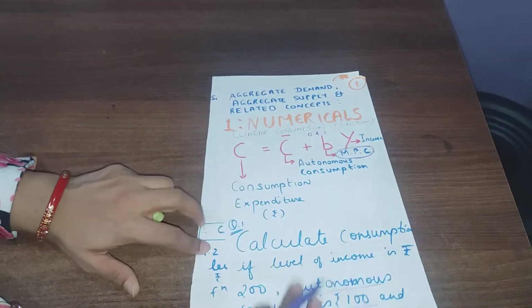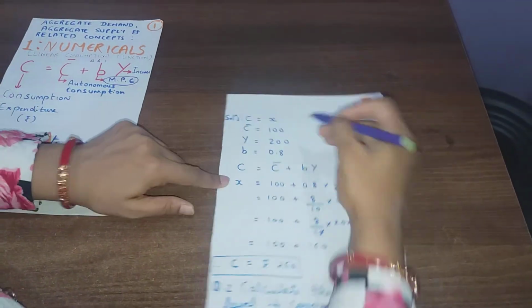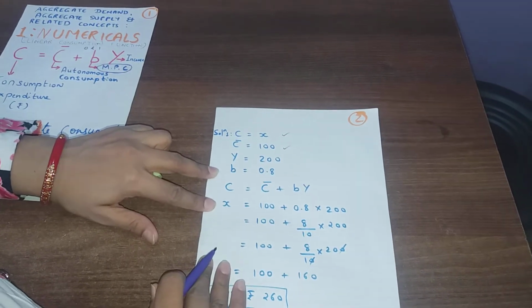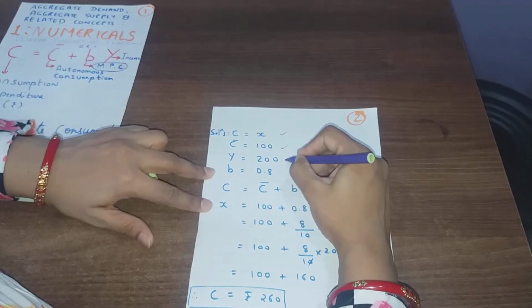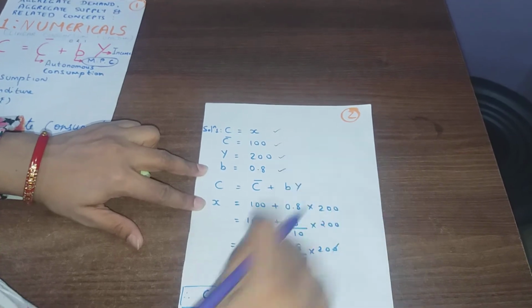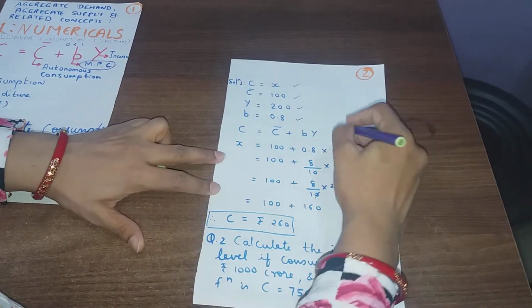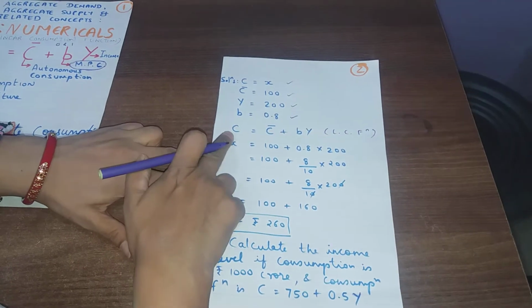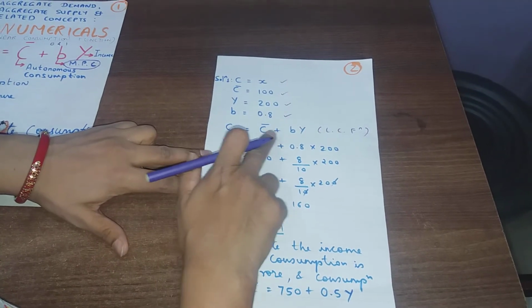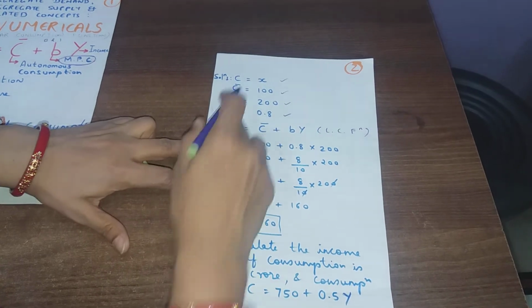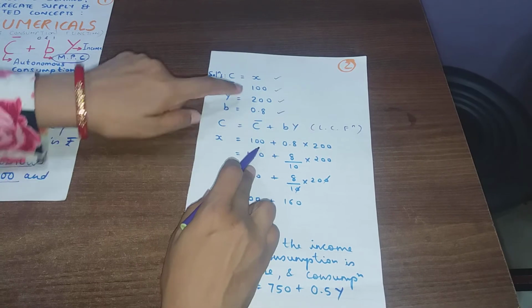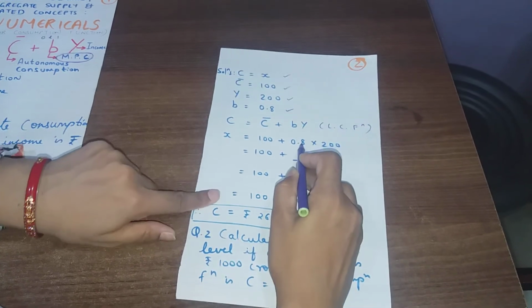Let us see how it will be solved. C is X, C bar is 100, Y is 200 and B is 0.8. The linear consumption function equation is this one. C is equal to C bar plus BY. So place the values. C is equal to X, C bar is 100, Y is 200 multiplied by 0.8, that is B.